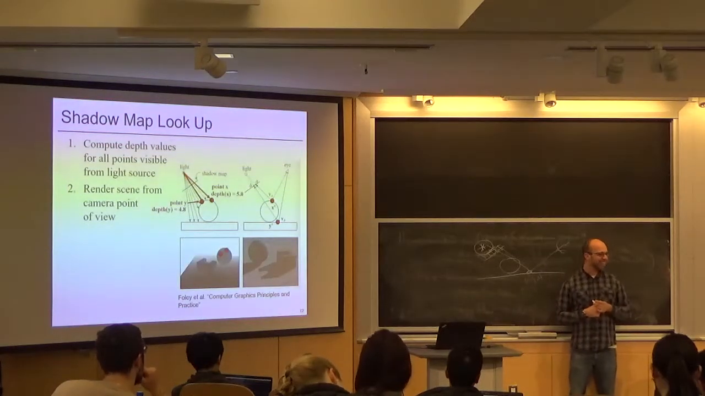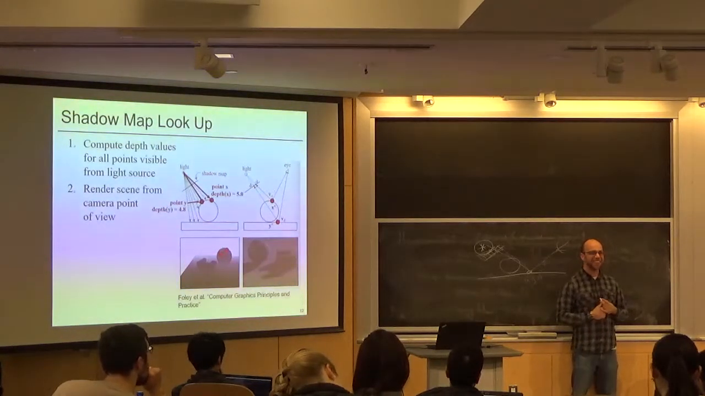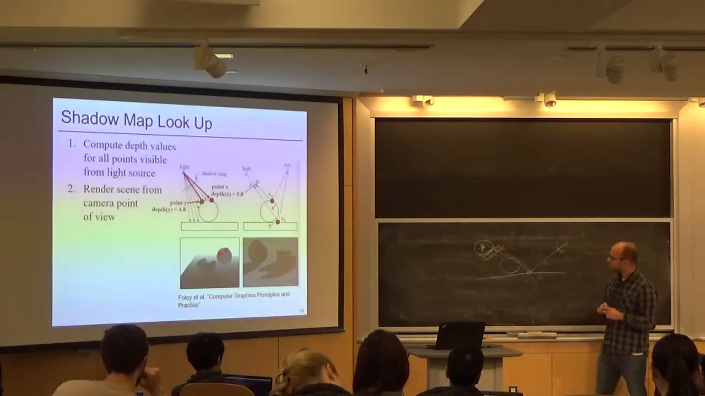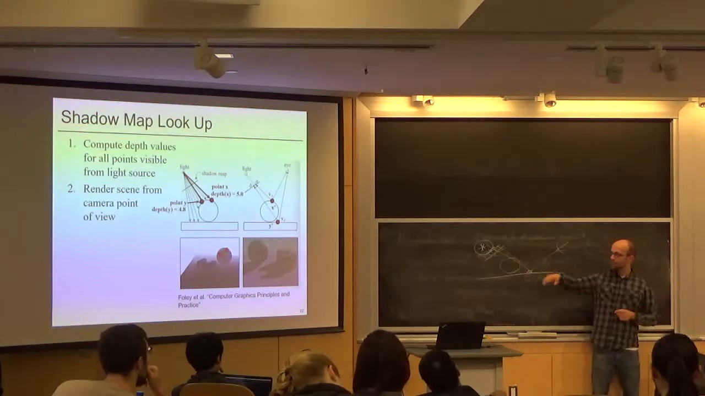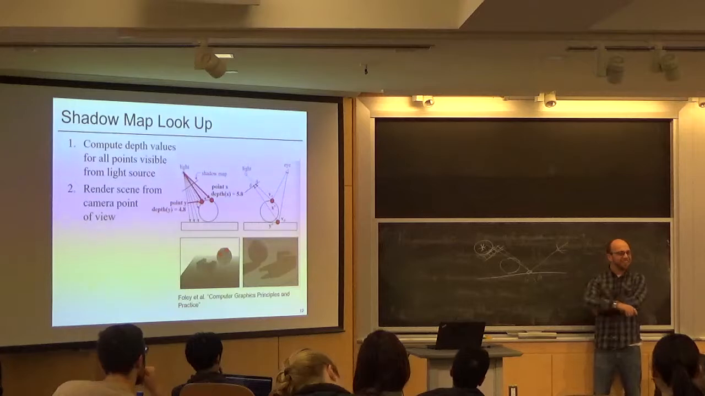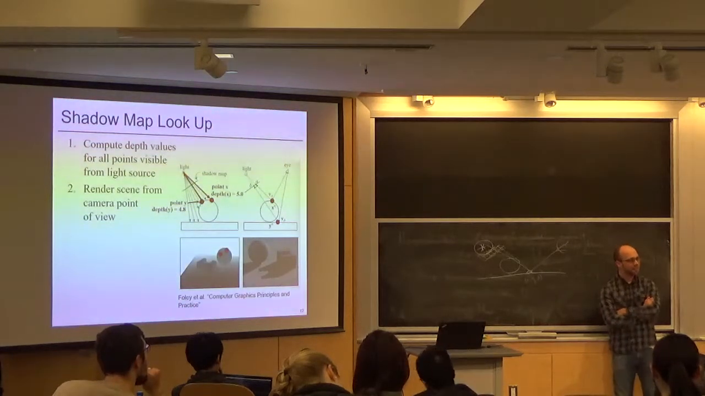Isn't that sneaky? I think it's really sneaky. This is a cool algorithm. Yeah? You guys are actually just eyeballing this terrible drawing I've drawn for you on the board here. Can you guys tell me some problems? What's going to go wrong with shadow mapping?